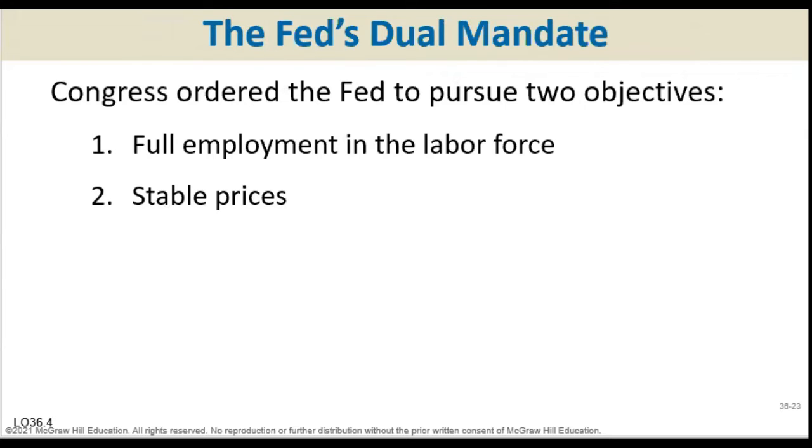So what is the aim of the Fed? What is the mandate for the Fed? Congress gave the Fed two different objectives. The first one is to make sure that we have full employment in the labor force, and the second one is to guarantee stable prices in the economy. Those are the dual objectives, or mandate, that were given to the Fed by Congress in 1977.